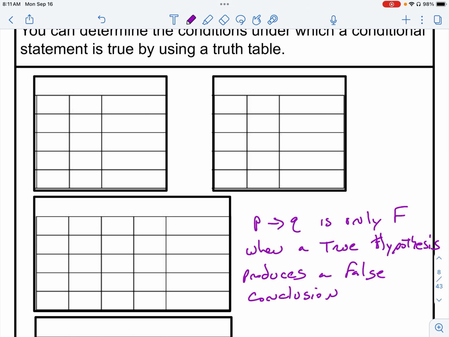So we could have a statement that says, if your animal's a beagle, then it's a dog. Well, your animal could be a poodle. It's still a dog, but it's not a beagle. So that's the reason for that.